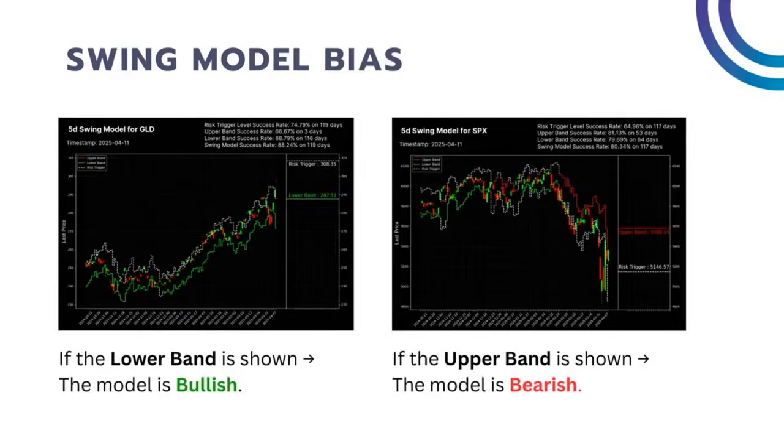When we look at the bias on the left-hand side, we see the swing model as of yesterday on GLD, so on gold. We have a lower band. We also have a green price. So whenever we have a lower band, the model is bullish. On the right side, you have the swing model, 5-day for SPX, and we see an upper band and obviously a red price. So whenever we see the upper band, the model is bearish. Very, very simple.